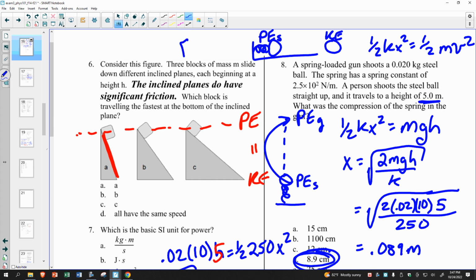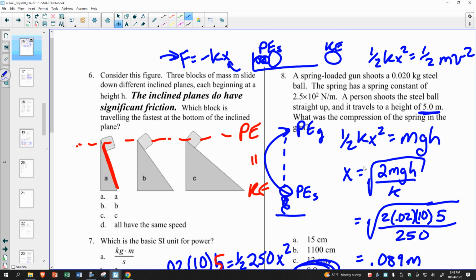Don't forget also Hooke's law, F is equal to negative kx, that the force of the spring is proportional to the compression of the spring. You're just multiplying it times the spring constant. Okay? Don't neglect those. That's a letter grade. 3 questions is a letter grade, so don't neglect them.